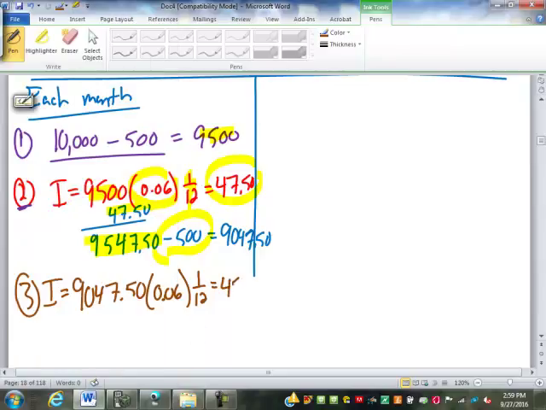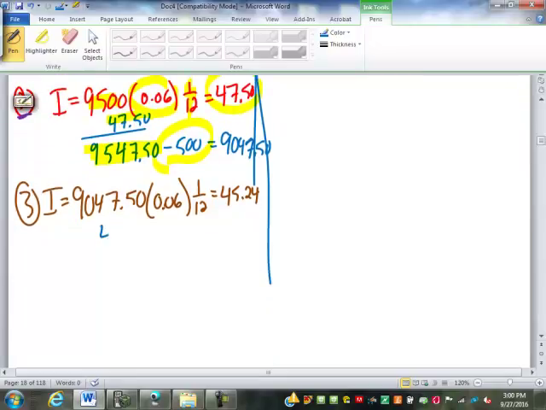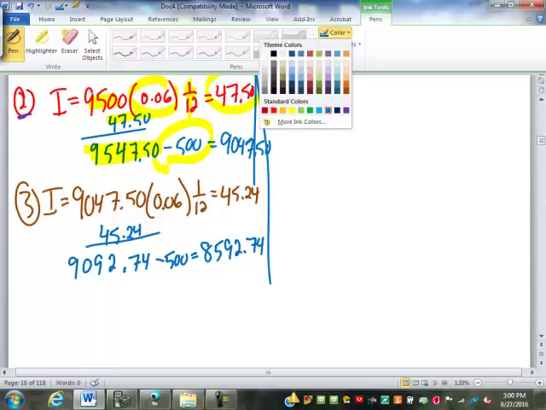$45.24. Now the amount of interest here should be getting smaller because the balance is getting smaller. We're making payments. So again, before we make our payment, we have to add in the $45.24. So before we make the payment, the balance is now up to $9,092.74. Subtract our $500, it's $8,592.74. Start a third month with that.